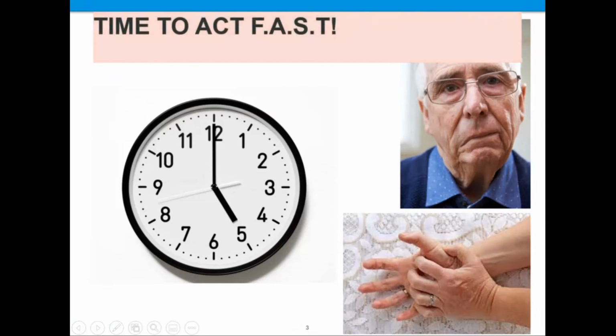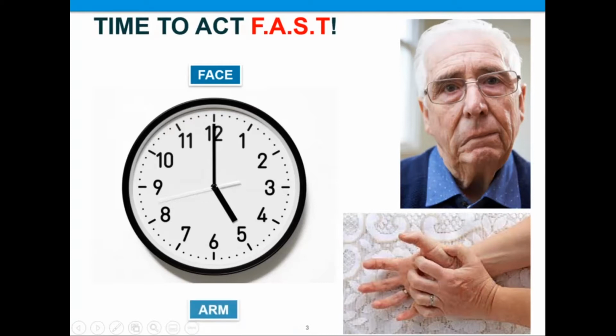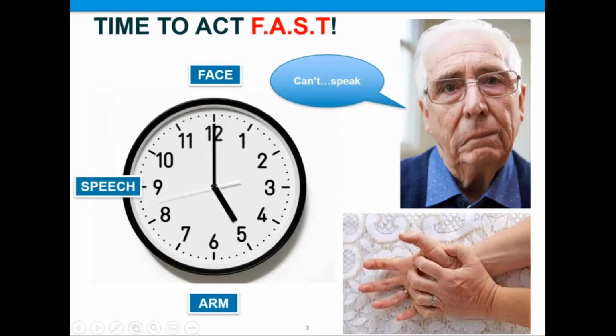Each letter in the word FAST can help you to remember the signs of a stroke and what to do. F stands for face, a droop or visible weakness on one side. A stands for arm, when one arm becomes limp or unable to move. S stands for speech that is unclear or garbled. T stands for time, and if you or someone you know has one or more of these stroke symptoms, it's definitely time to get help.